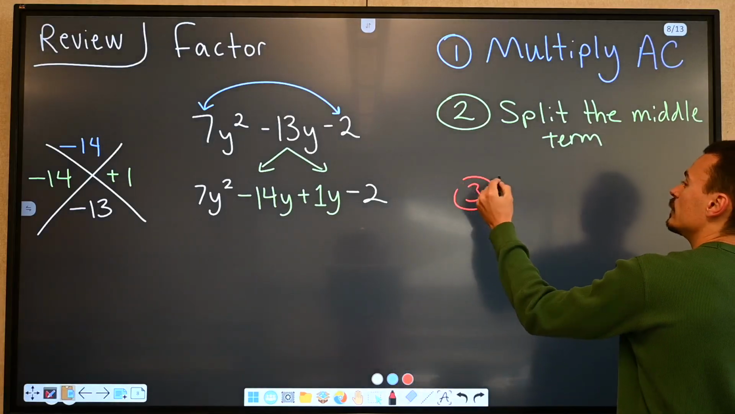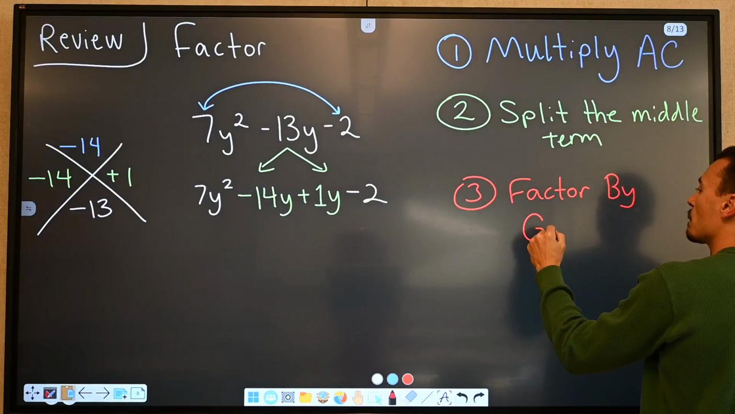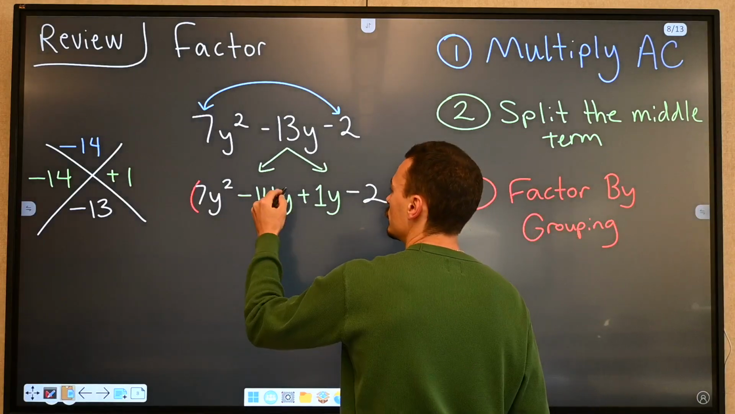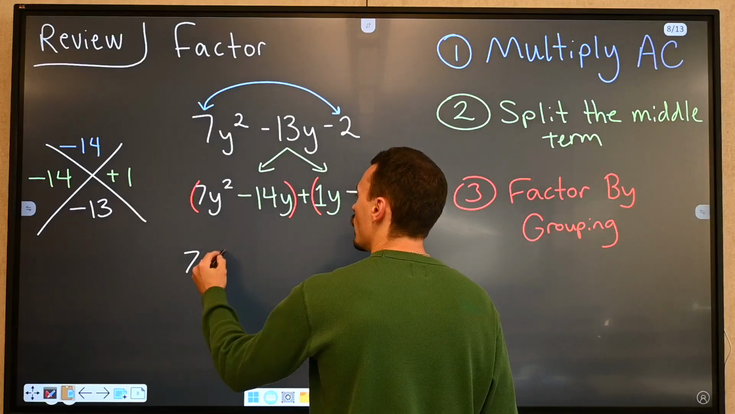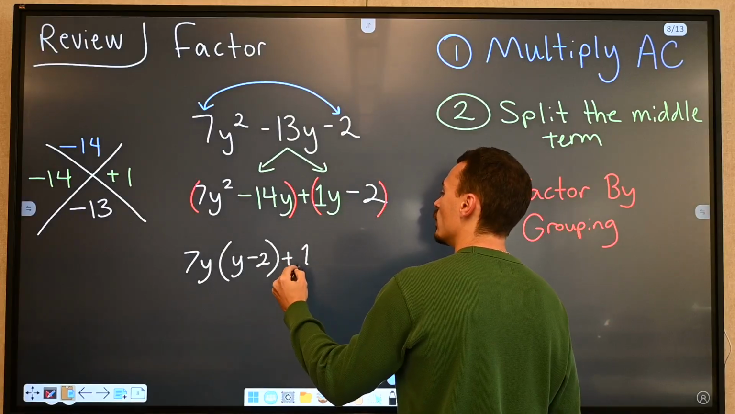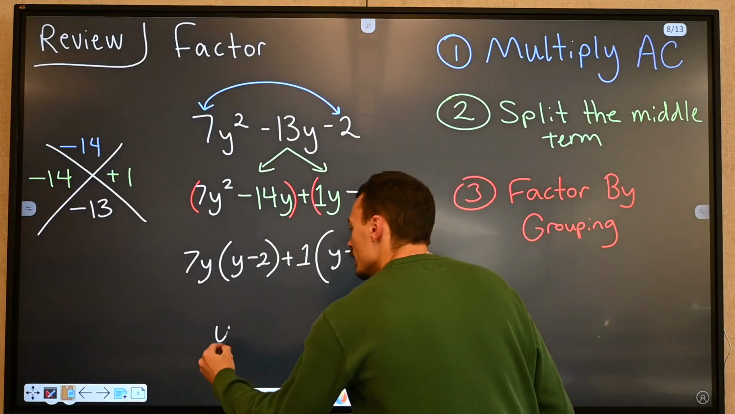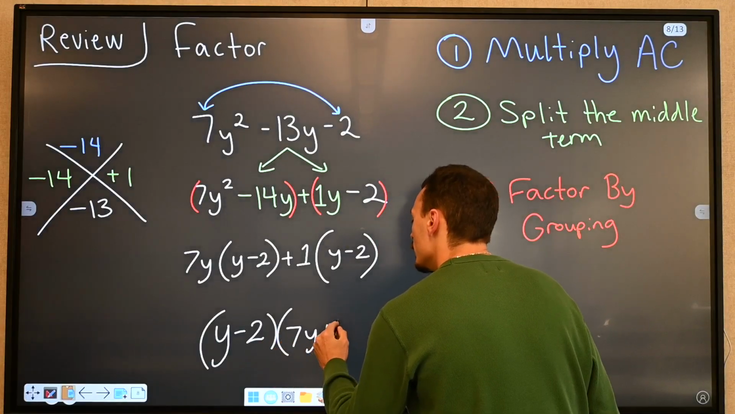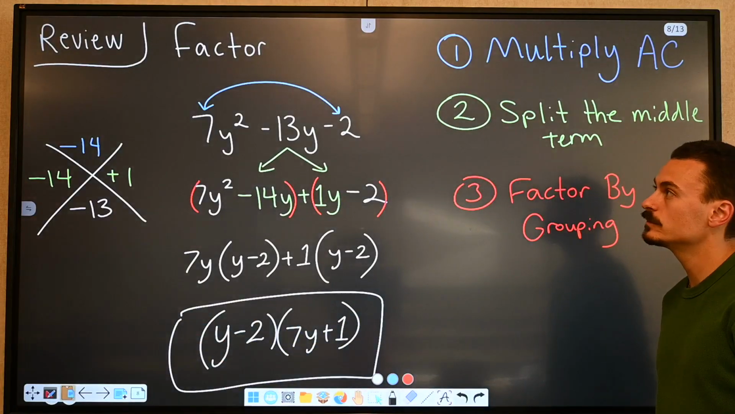Step 3 is factor by grouping. So we factor by grouping. Right here I'll factor out a 7y. Gives me y minus 2. Here I'll factor out a 1, leaving me with y minus 2. Final answer is y minus 2, 7y plus 1. Alright?